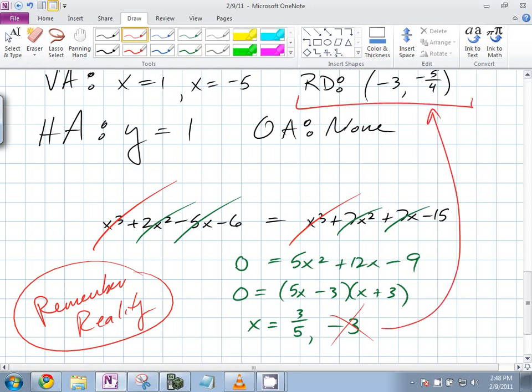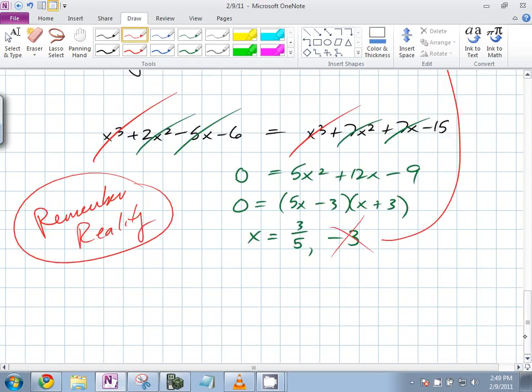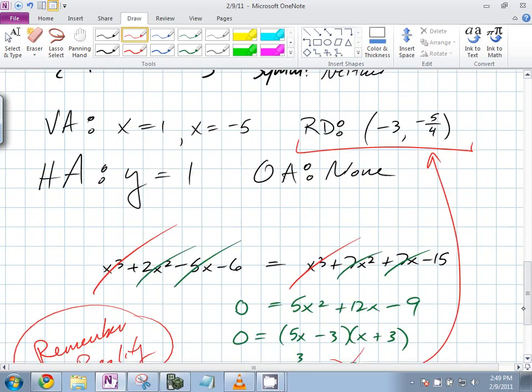Can you have an intersection point at a removable discontinuity? No, because by definition, it's removed. It's not there. There's nothing there to intersect. This is a false answer. We've seen this before. When you square things, it is possible to get answers that aren't correct, even if you do the right math. You can generate false answers. That's the open dot thing, exactly. This is an open dot right here. So the other point is an actual intersection.